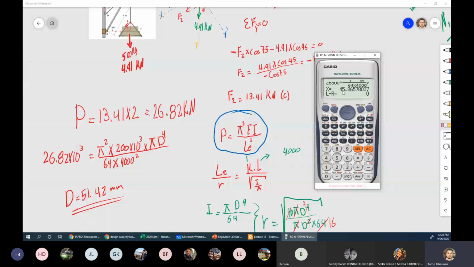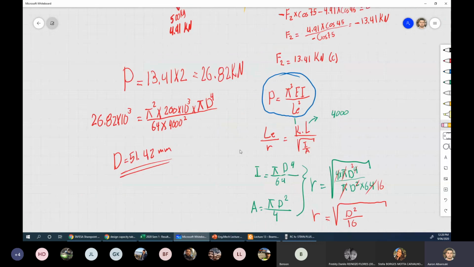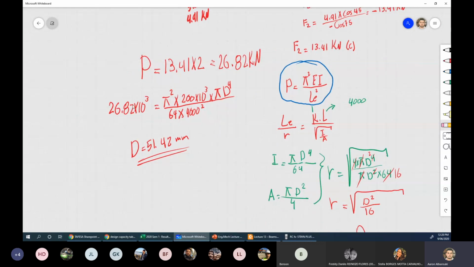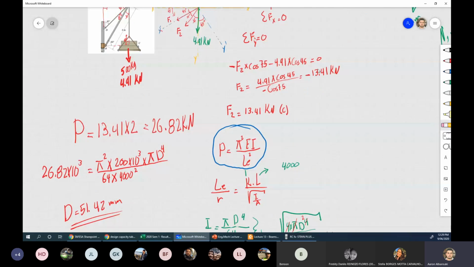And there we go. That's 45.86, that's 46 millimeters. That's the exact answer you got there. So just by having that A2, that changed my diameter to 51. Why did I get a slightly larger diameter? Because I was initially from here.